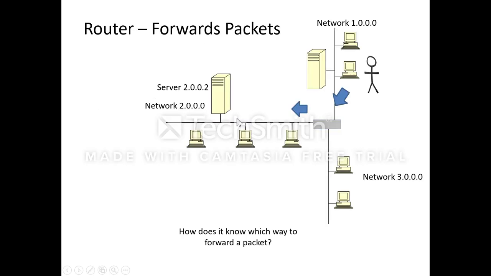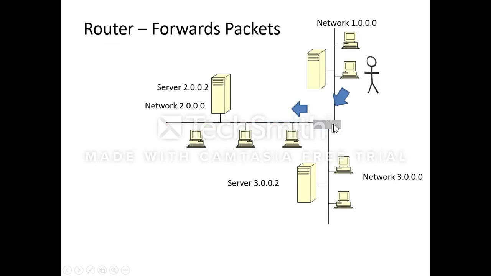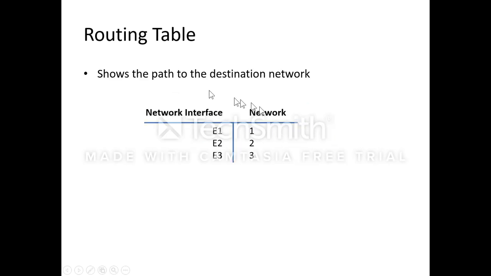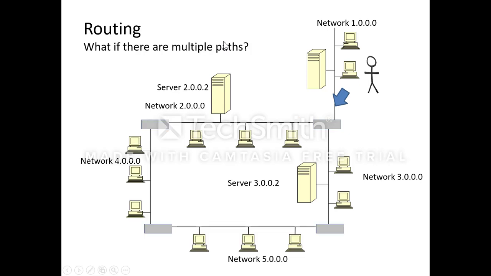A router forwards packets, but how does it know which way to forward a packet? And the answer is the routing table. The routing table, which is located in RAM of the router, shows which network interface card connects to which network. And of course, this is a super simple diagram here where the router only has 3 network interface cards and there are only 3 networks. So this would be the world's simplest routing table.